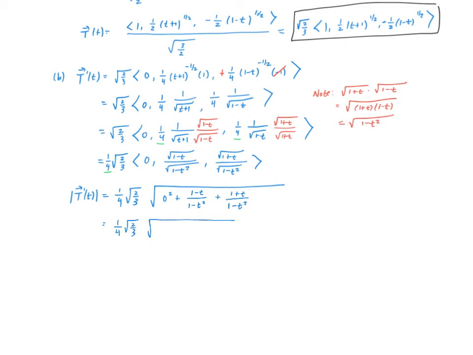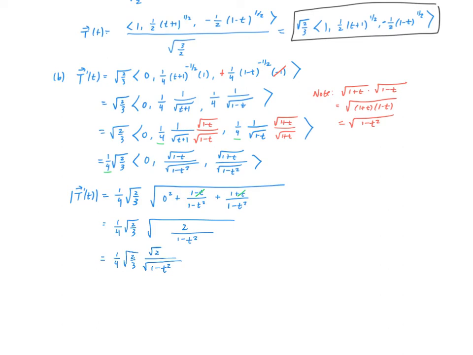Underneath the square root, we have a common denominator. And note when you combine their numerators, 1 minus t plus 1 plus t, the minus t's cancel, and we end up with simply a 2. And I'm going to simplify it just one more step. So you have 1/4 times the square root of 2/3 times the square root of 2 over the square root of 1 minus t squared.